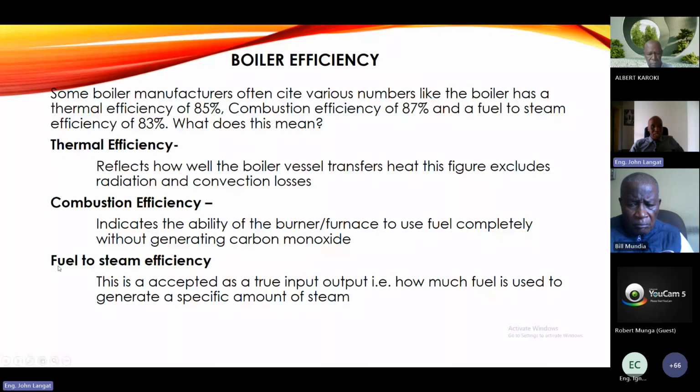Fuel to steam efficiency is determined through input and output. How much fuel have you used and how much steam have you generated? The rate at which you use fuel per hour and how much steam you are generating per hour. When you compare the two, you can easily know how efficient your boiler is. So during your audit, you need to be in a position to present these findings in your energy findings and make recommendations on how to improve the efficiency.